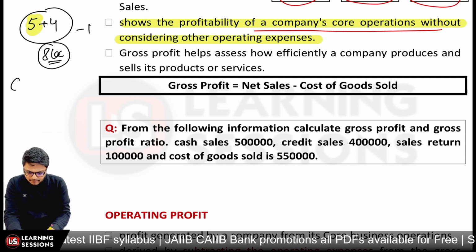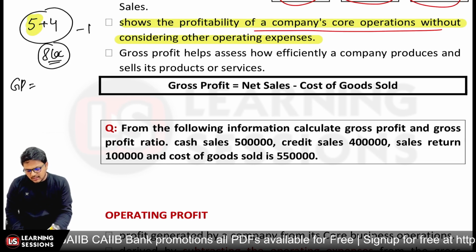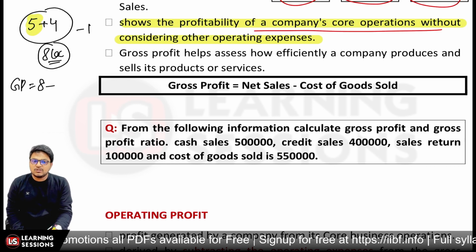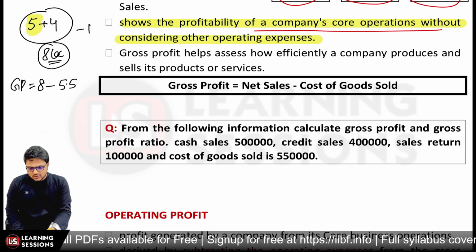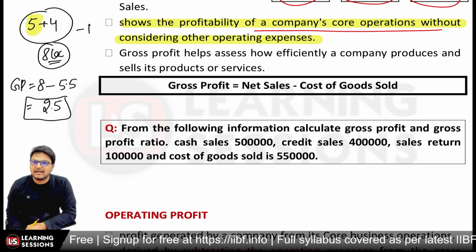So our gross profit or GP would be equal to what? The GP would be equal to the 8 lakh, that is actually equal to the net sales minus the COGS, that is 5.5. So it is 2.5 lakh. So gross profit is 2.5 lakhs over there.